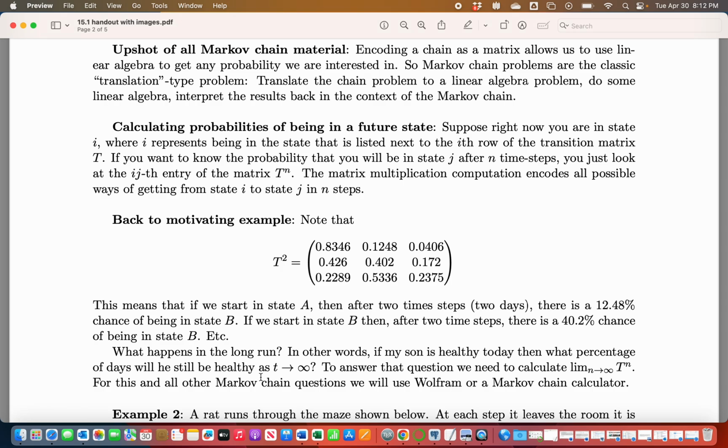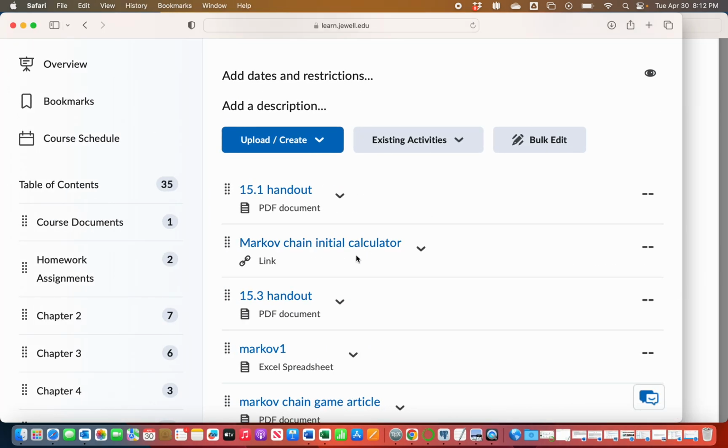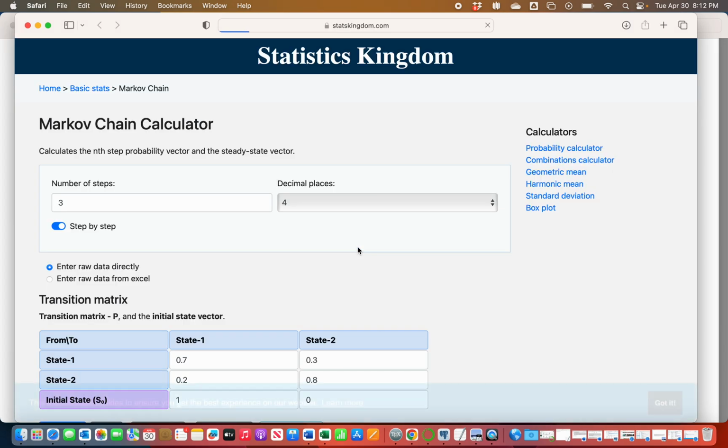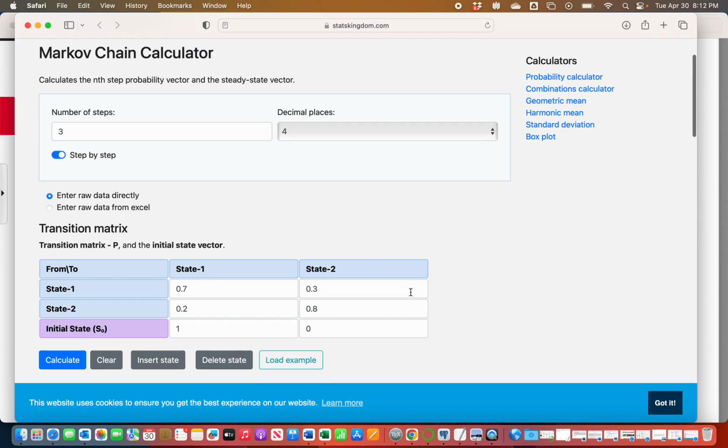Okay, finally, if you want to think about what happens in the long run, like if I want to take sort of infinitely many steps, what proportion of the time is my kid healthy? What proportion is he kind of sick, and so on? You can use a Markov chain calculator, and I have one on Brightspace. So if you go to Brightspace, Markov chain initial calculator, let me show you what that does. Okay, so it brings up this website here.